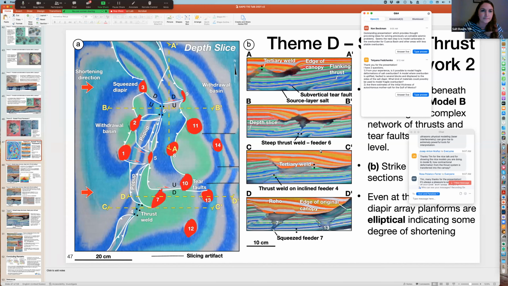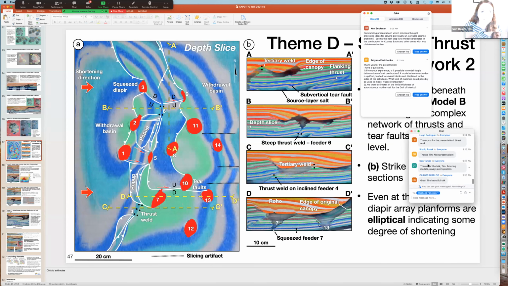All right, yeah. Okay, so plenty more compliments in the chat. I think I'll let you read through those afterwards. We have another couple of questions in the Q&A though. So from Ken Beckman, we have: outstanding presentation, which provides thought-provoking ideas for solving previously unsolvable seismic problems. Seems the next step is to model carbonates in the overburden for the Kwanza Basin and other areas with less pliable overburden. Any thoughts on that?